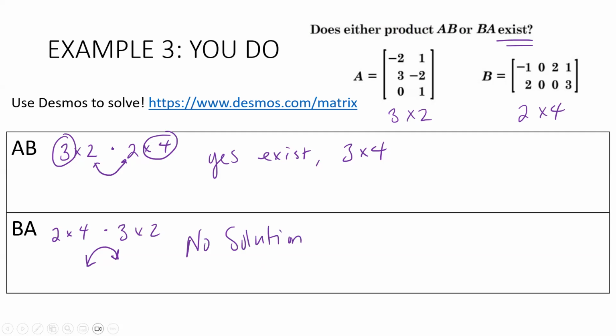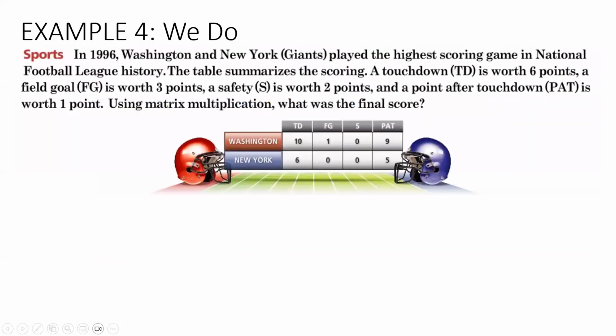Let's go on to a real world example. Who would like to start reading for us? Jacory raises his hand. Hit it, Jacory. In 1996, the Washington and New York Giants played the highest scoring game in National Football League history. The table summarizes the scoring. A touchdown is worth 6 points, a field goal is worth 3 points, a safety is worth 2 points, and a point after touchdown is worth 1 point.